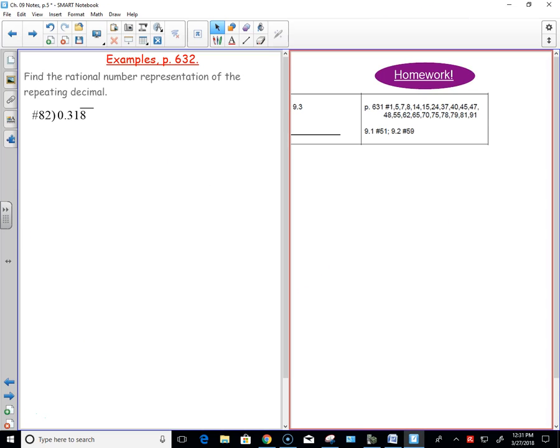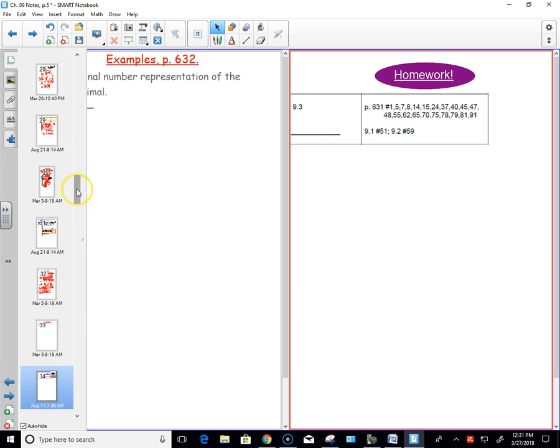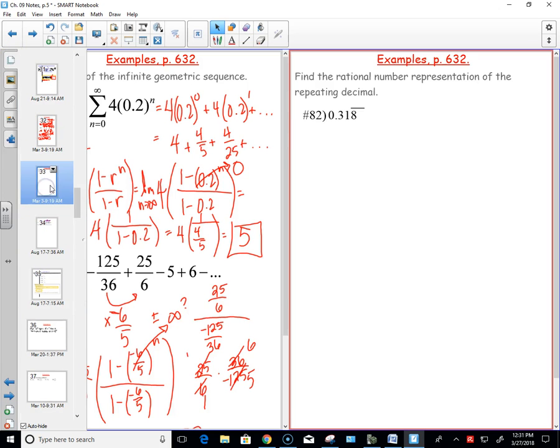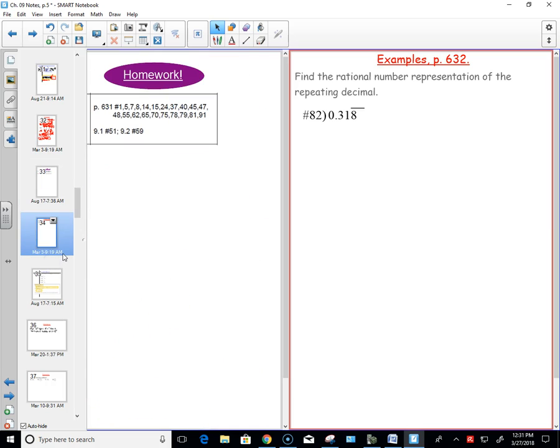Section 9.3 due tomorrow. Seniors, don't forget your extended lunch. Breakfast for lunch. You go straight to the senior patio, and then you guys get an extra 15 minutes at the end. Does that make sense?